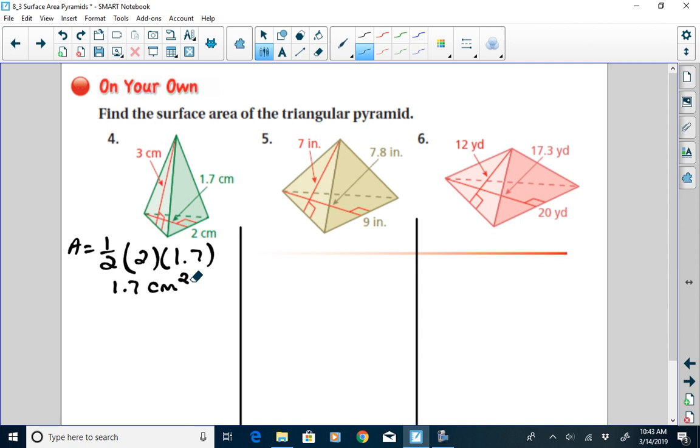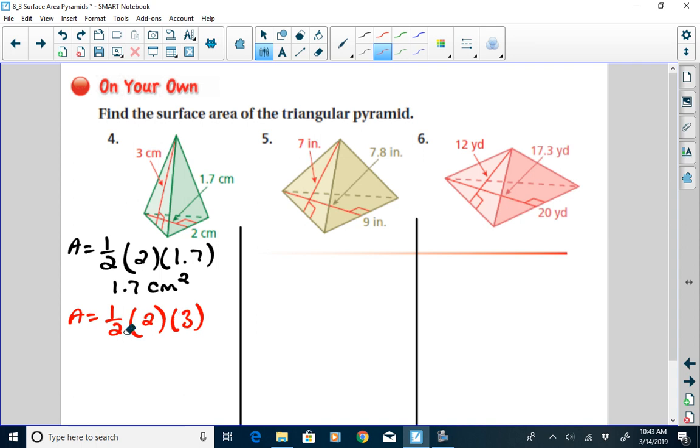Then we need to find the area of the triangular faces, and there's 3 of them. So let's start with that. The area is going to be equal to 1/2 base times height, but the base of the triangular face is 2, and the height of the triangular face is 3. It's 1/2 of 2 times 3.